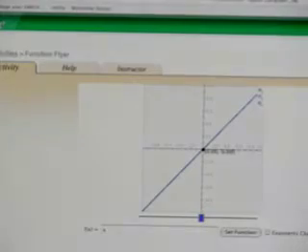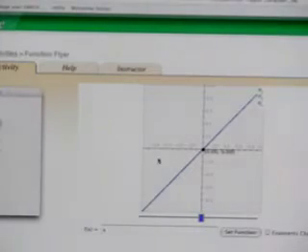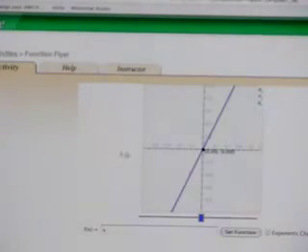Under the set window, you can change the size. So we have it from -10 to 10, but we can make this -20 to 20.